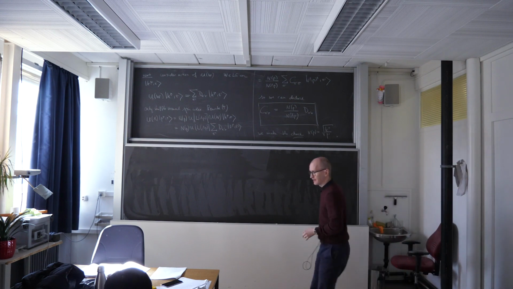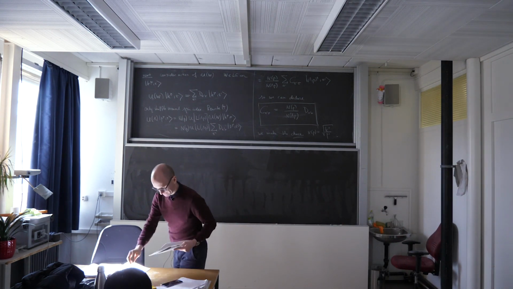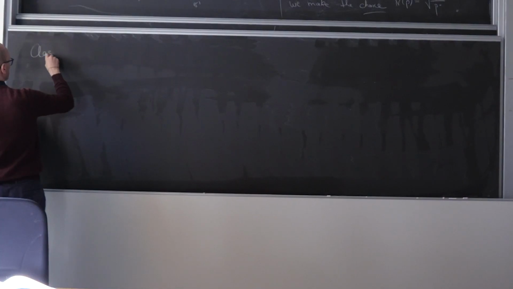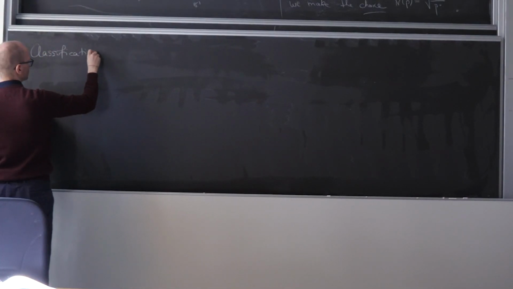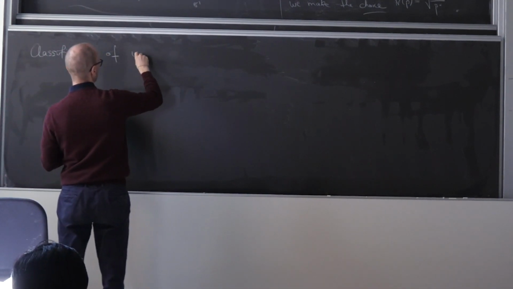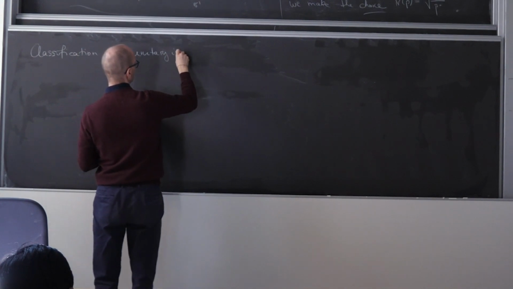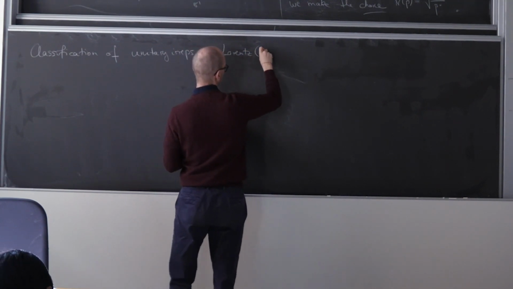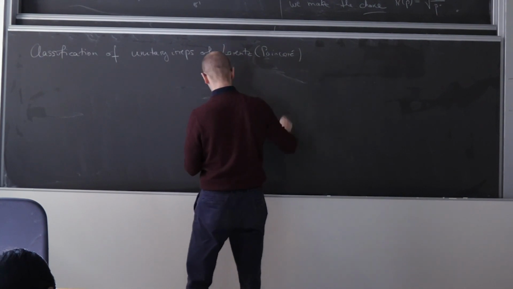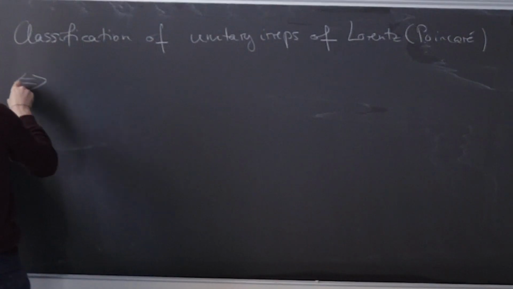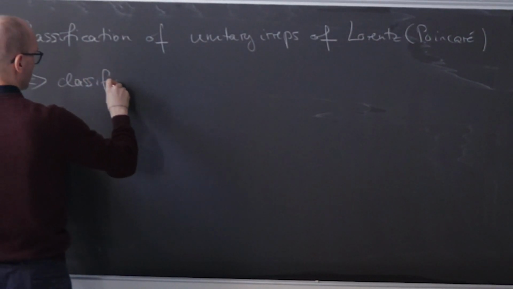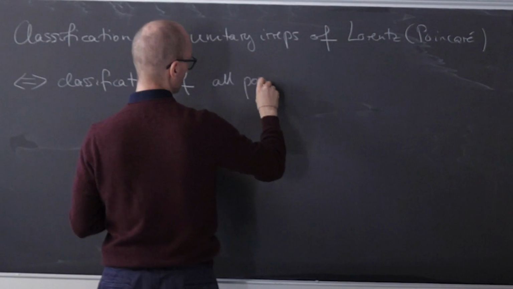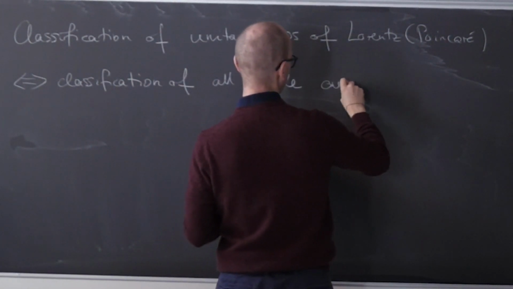So the upshot really is the following. The classification of unitary irreps of Lorentz and then also Poincaré, physically, is the same as the classification of all possible one-particle states.